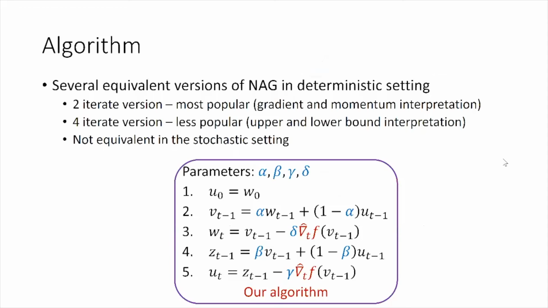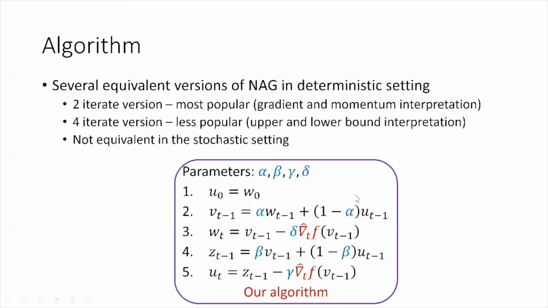It turns out that there are several equivalent versions of Nesterov's accelerated gradient in the deterministic setting, and we write the algorithm in different ways depending on different intuitions, like whether we look at it as a primal dual algorithm, or whether we have a slightly modified potential function, or whether we look at it as a discretization of Newton's equations of motion. So there are different ways of looking at Nesterov's accelerated gradient descent, and depending on which way you look at it, you can parameterize the algorithm in different ways.